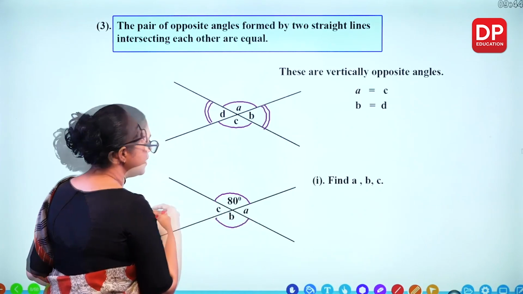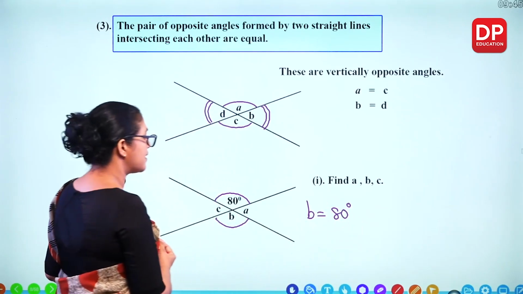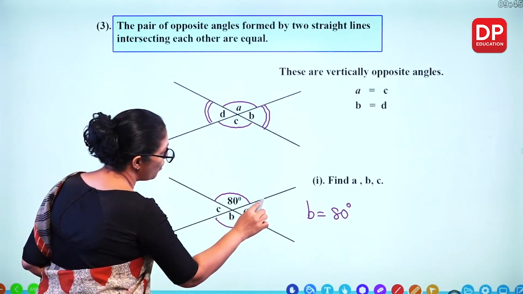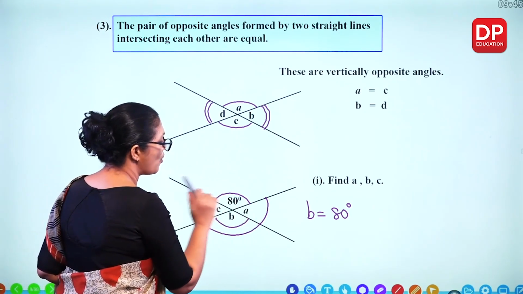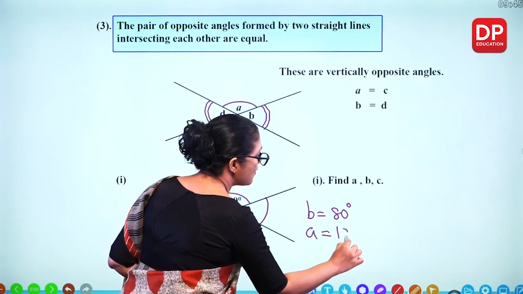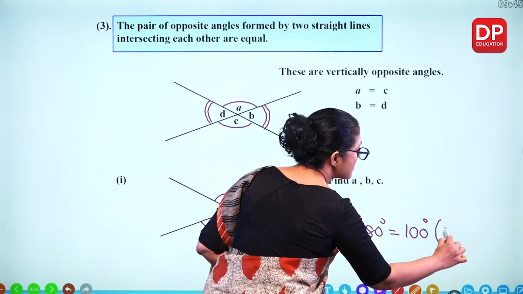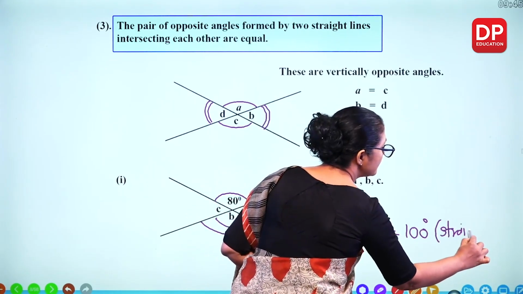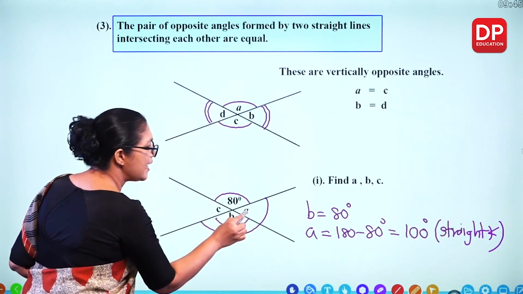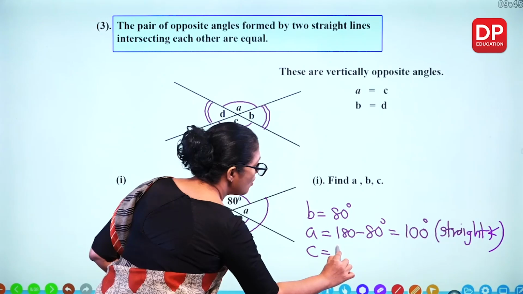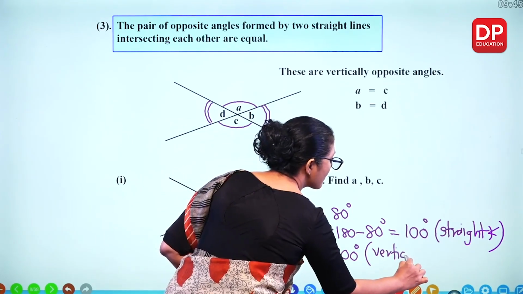These are the vertically opposite angles. So what's B? B is straight away 80 degrees. Then we know this is a straight line and straight angle. So if this is 80, how can we find A? A is 180 minus 80, that's 100 degrees. That's because of straight angle. Then if A is 100, C is also 100 degrees, vertically opposite angles.